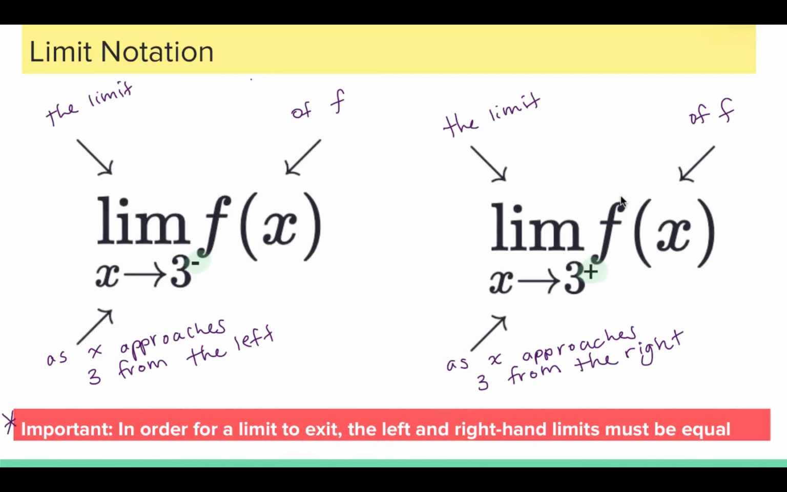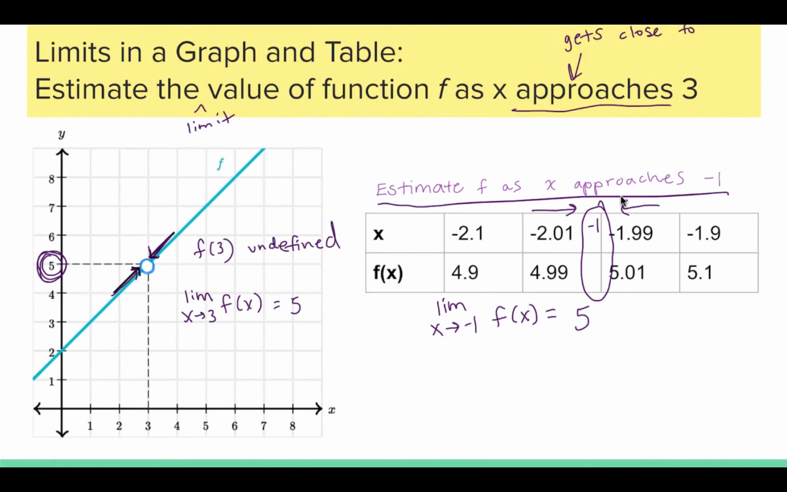In order for a limit to exist, the left and the right hand limits must be the same. So I'm going to go back to these examples. Since the limit from the left and the right, in the graph and in the table, were both going to the same point: the limit as x approaches 3 from the left equaled 5, and the limit as x approached 3 from the right equaled 5, then I can say this. The limit as x approaches 3 in general of f of x equals 5.